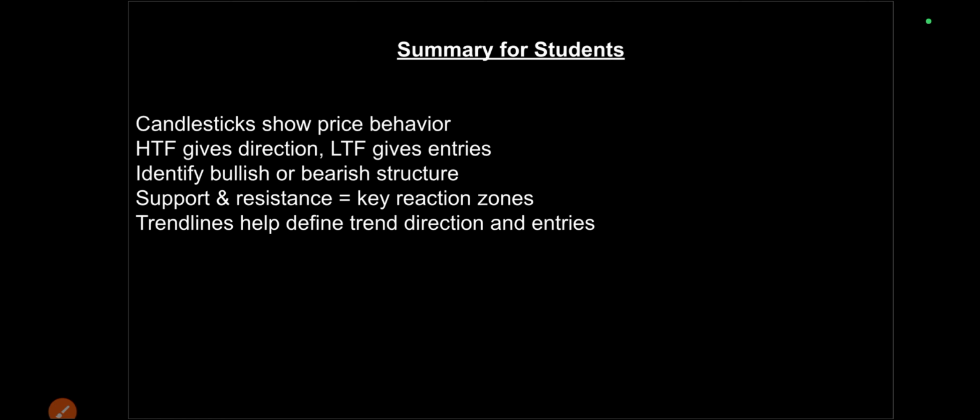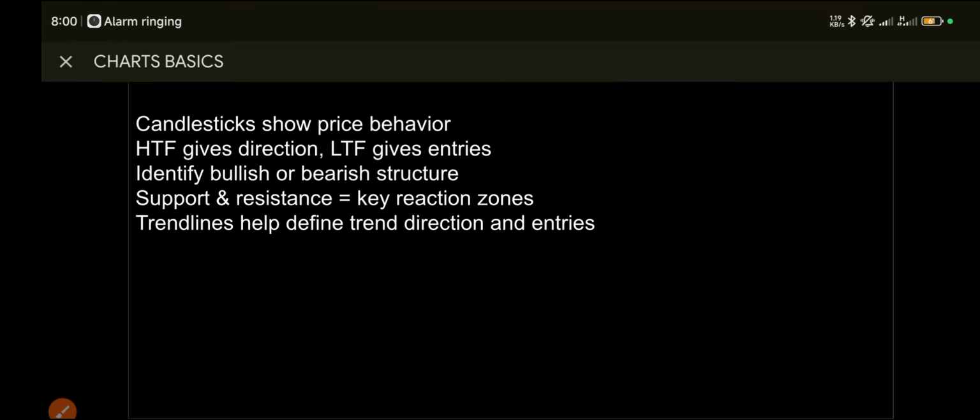So the summary for the class: candlesticks show price behavior. The higher time frame gives direction, the lower time frame gives entries. Identify bullish or bearish structure, support and resistance, key reaction zones; trend lines help define trend, direction, and entries. These are what you should note before taking any trade. You have to always embed top-down analysis in your trading, and also always watch the market structure, what the market does, and what you should look out for.